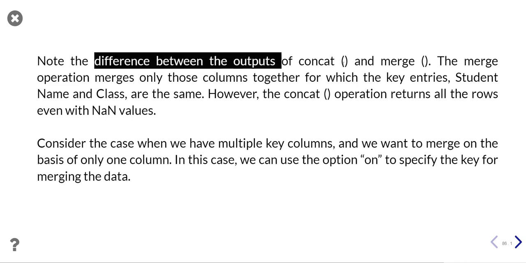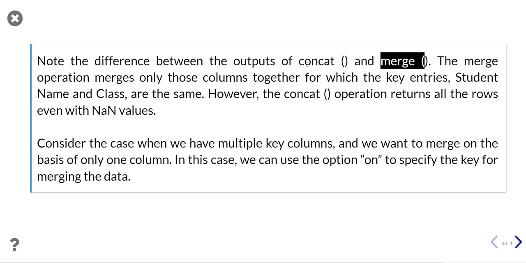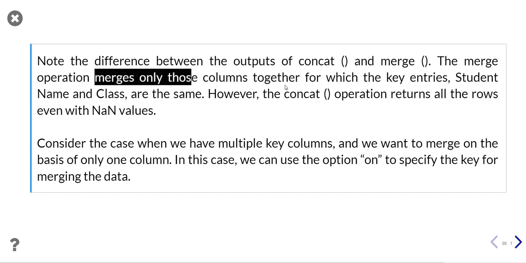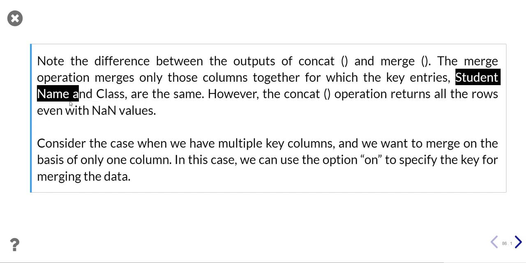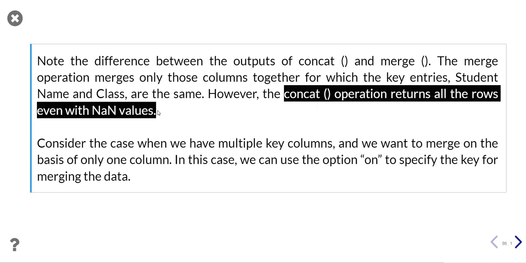First thing is, of course, know the difference between concat and merge. Concat is just join, but merge is different. As I mentioned earlier, it merges only those columns together for which the key entries, the student name, match. Just now the student name was A, and in our case the school was the same. However, the concat operation returns all the rows, even with the non-available values.